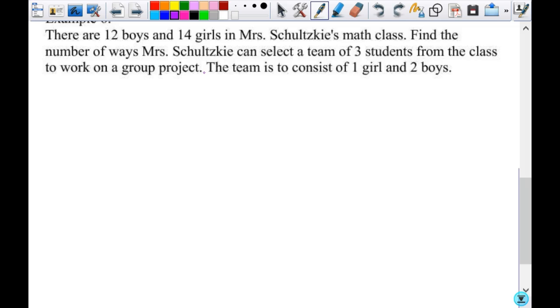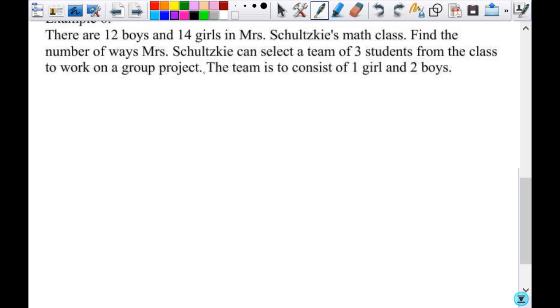But then it goes on to say, the team is to consist of 1 girl and 2 boys. Does that change it to a permutation? No, it's still a combination because I don't care what order they're in and who's doing what. That's going to be up to them. It's still a combination, but I can't just say I'm picking 3 people because I have specifics. It's actually a combination of combinations.